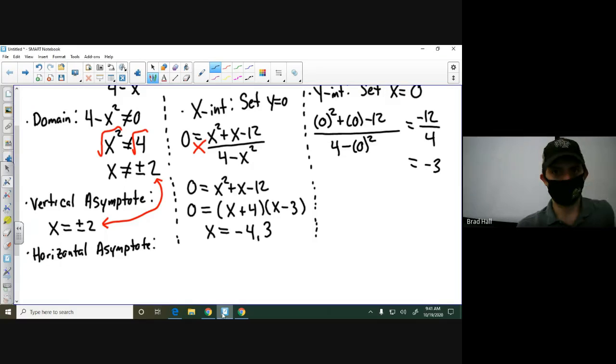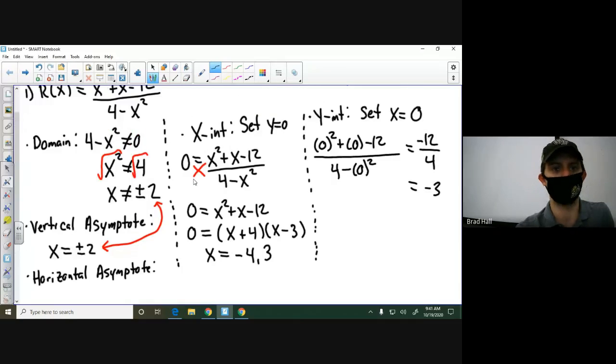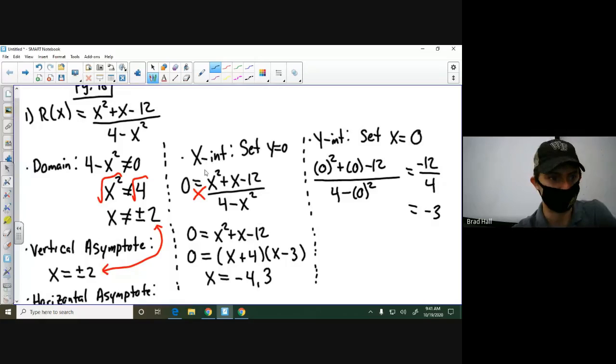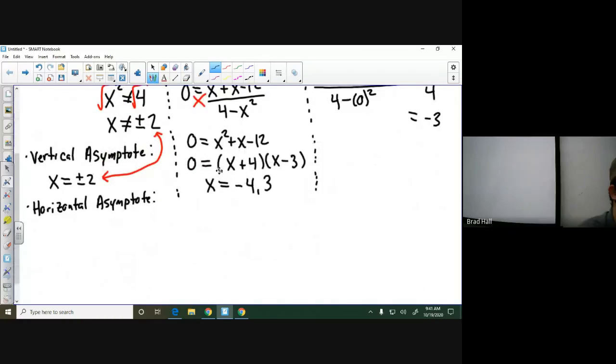It's the horizontal asymptote. So hopefully you recall from the lecture that this is found by comparing the degrees of the numerator and the denominator together from the rational function. So I'm just going to rewrite the function.